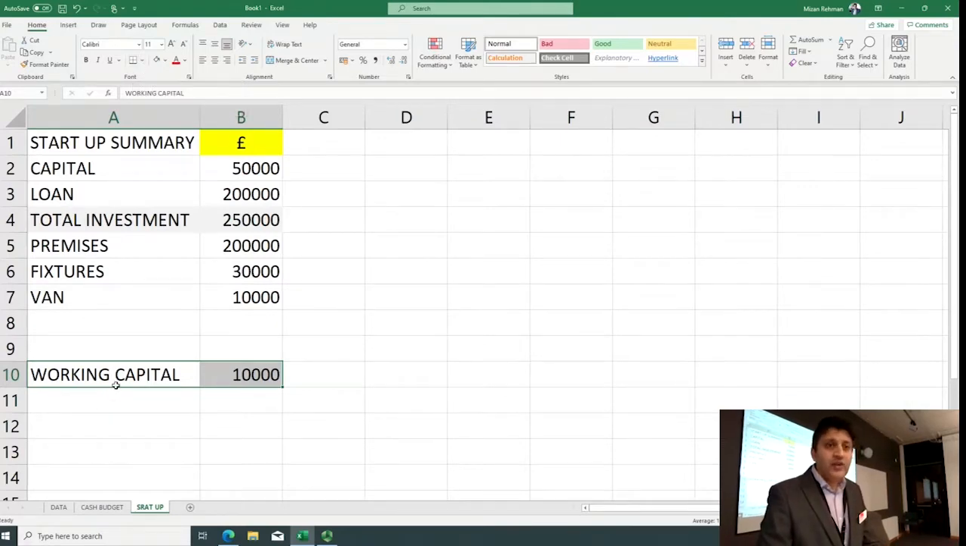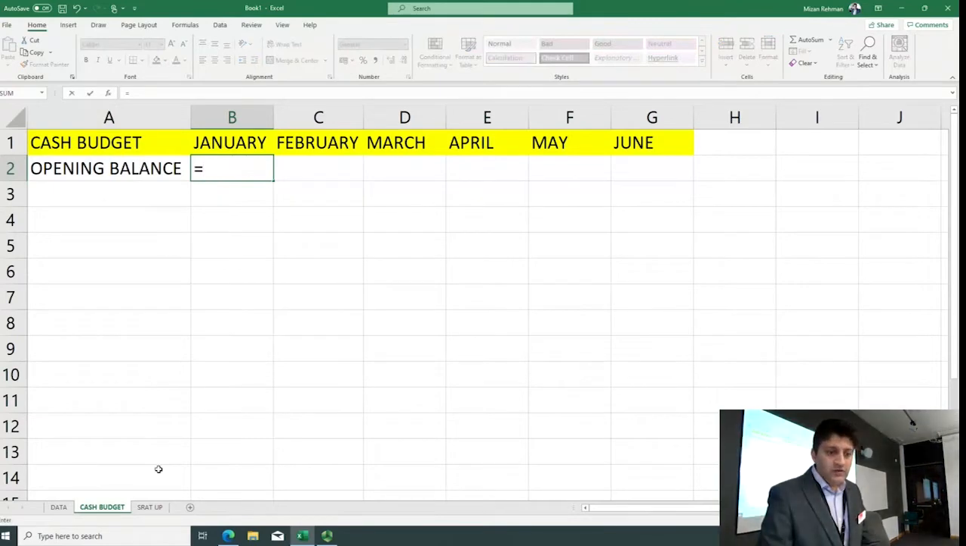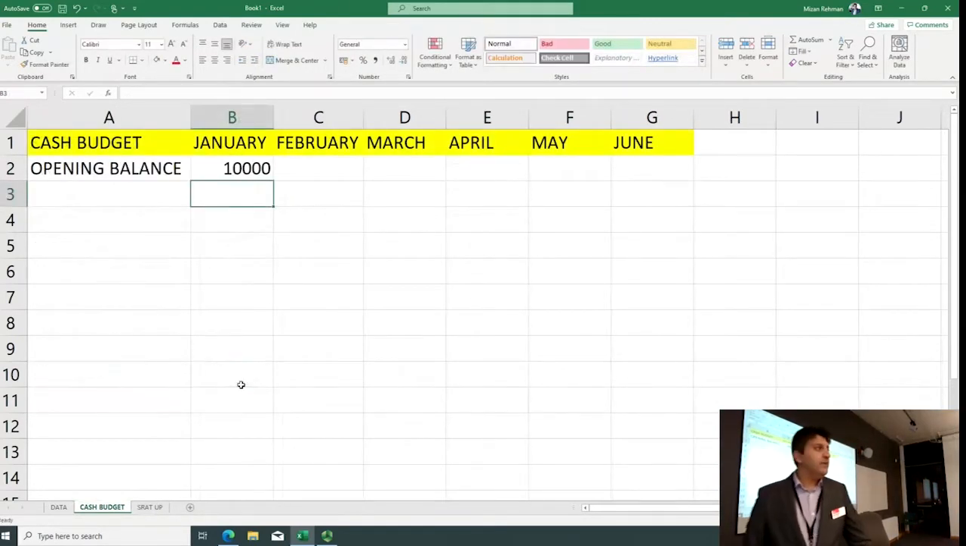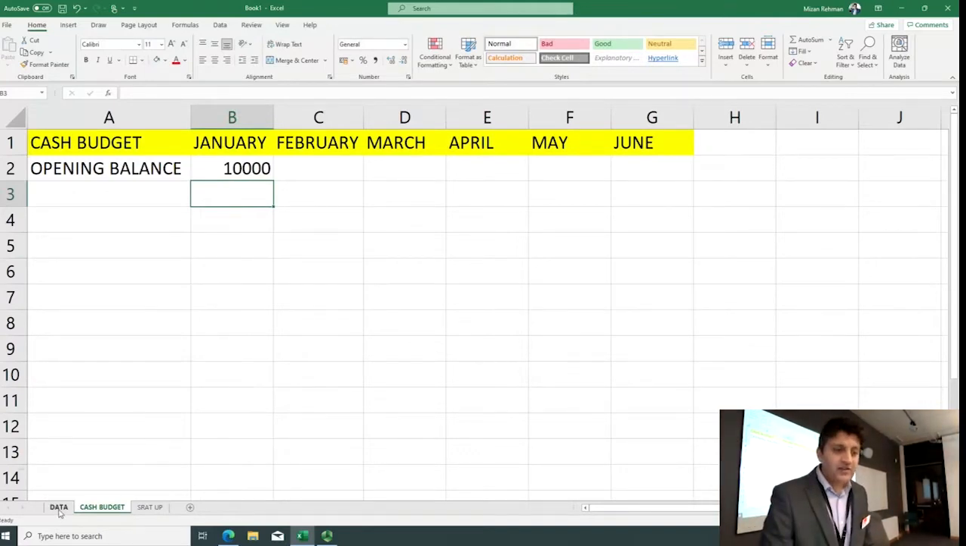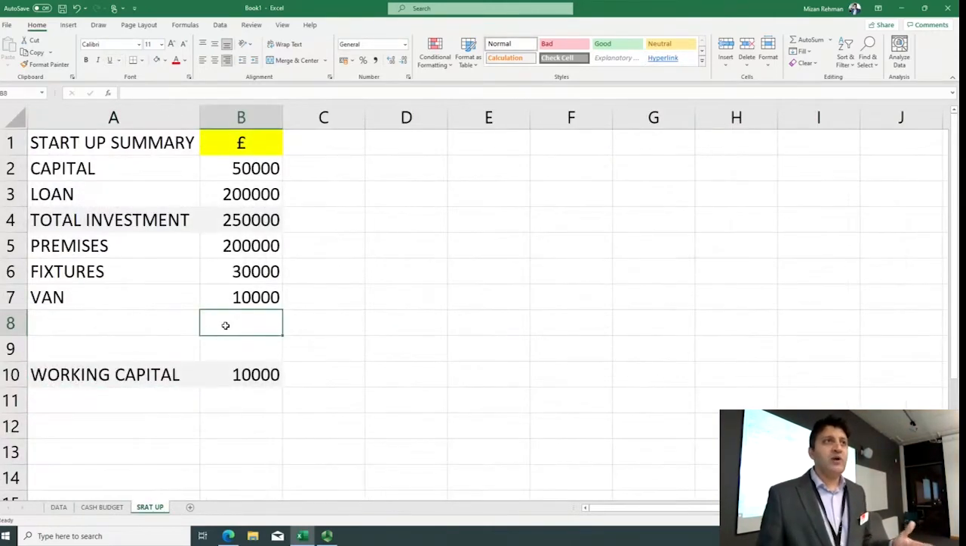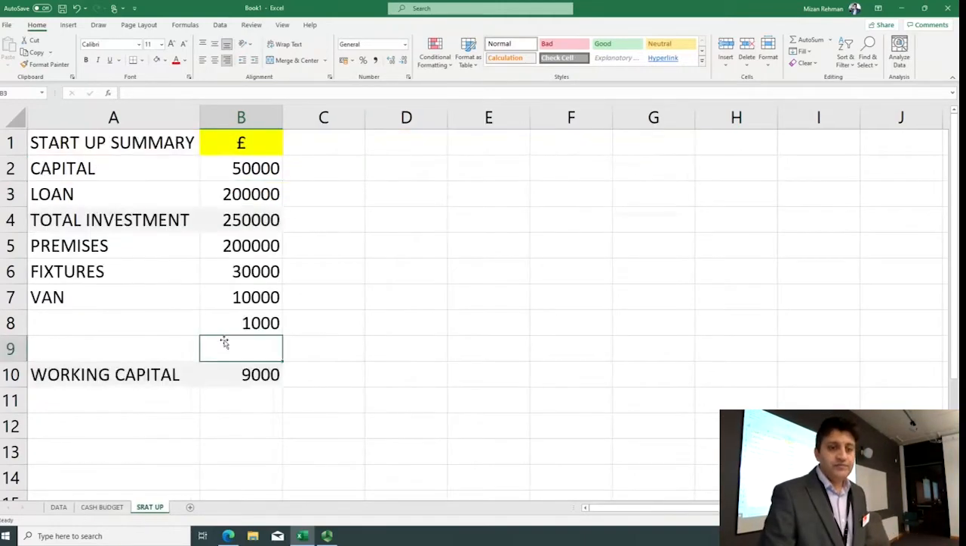Now we start with this. Going to cash budget, equal sign, going to my amount, and I got 10,000 here. Using links is better because let's say later on I spend 1,000 pounds on a computer, printer and a laptop. I make a change here, and because I made a link, it will change everywhere. The whole thing will change.